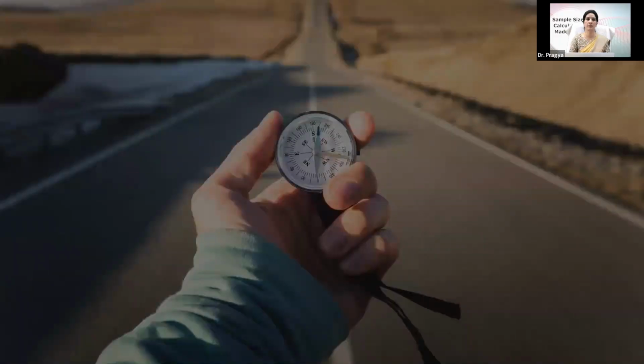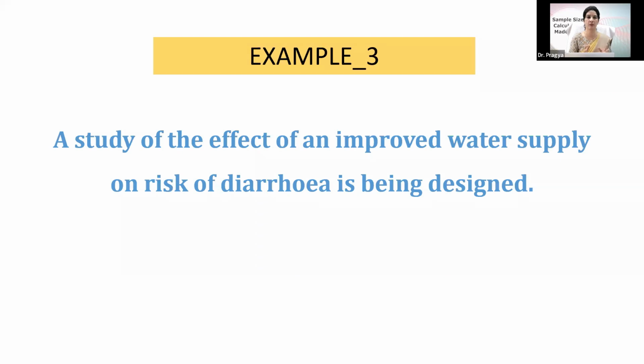So this is one example where there was an intervention actually. You want to see the effect of an improved water supply on risk of diarrhea. So what is the exposure here? All of you please type, what is the exposure here? And what is the outcome?